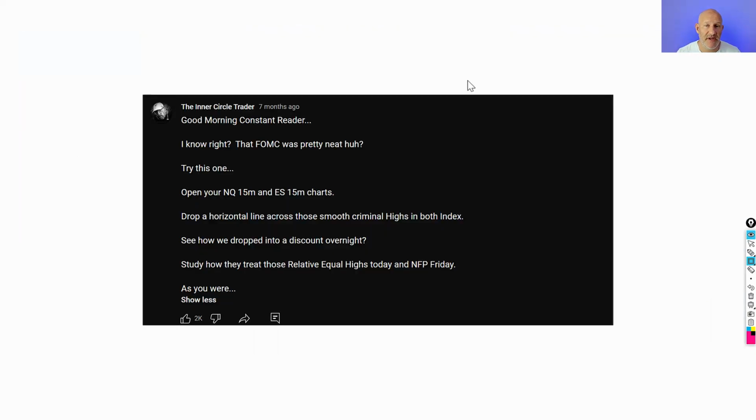And so the next message from his community tab that we're going to look at is this one. And so this is post that event, and ICT's here feeling pretty pleased with himself, which is quite impressive that he was able to predict that. And then he says, open your NQ and ES 15-minute charts and drop a horizontal line along those smooth criminal highs in both index. See how we dropped into a discount overnight. Study how they treat those relative equal highs today and NFP Friday.